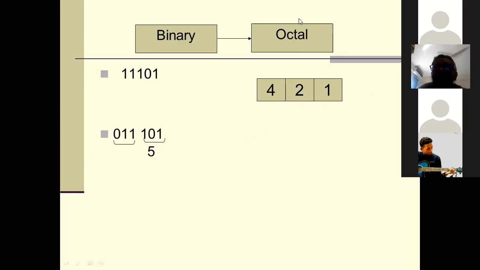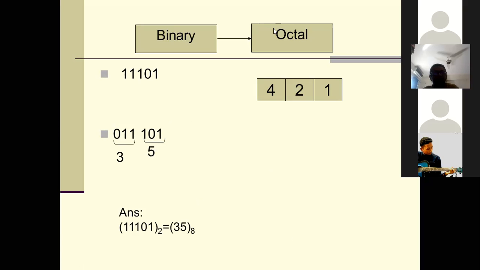What about the next one? 011. So what is the value? 3. Very good. You are very intelligent. Thank you. So the result is 35. That is in octal.